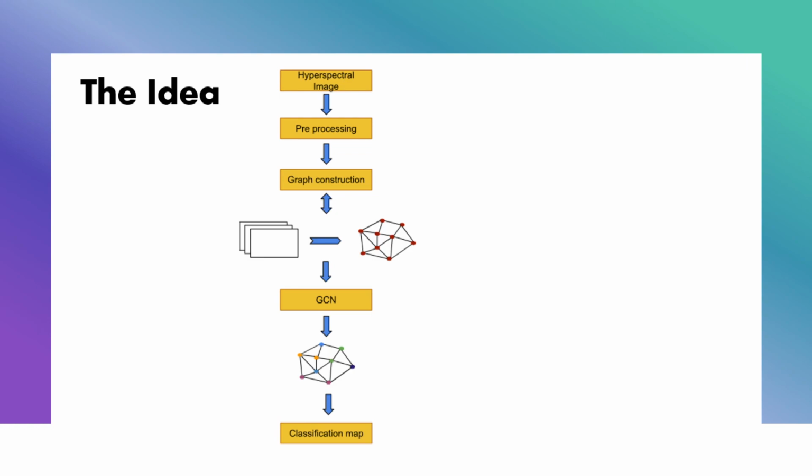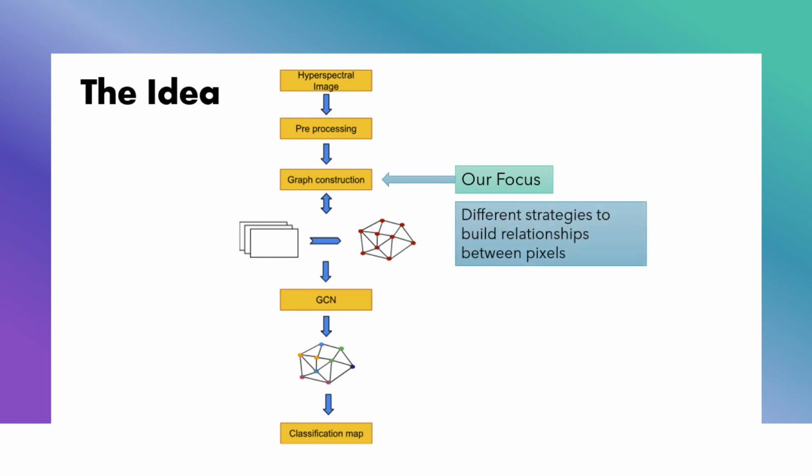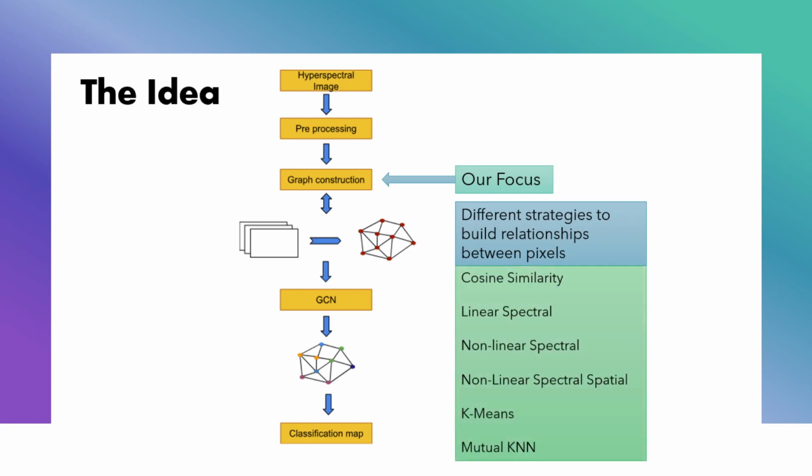Now our main focus here is on the graph construction of the pre-processed hyperspectral image to pass it onto the GCN, graph convolutional network. There are different strategies to build relationships between pixels. Now these are some of the strategies we happened to analyze in our study.